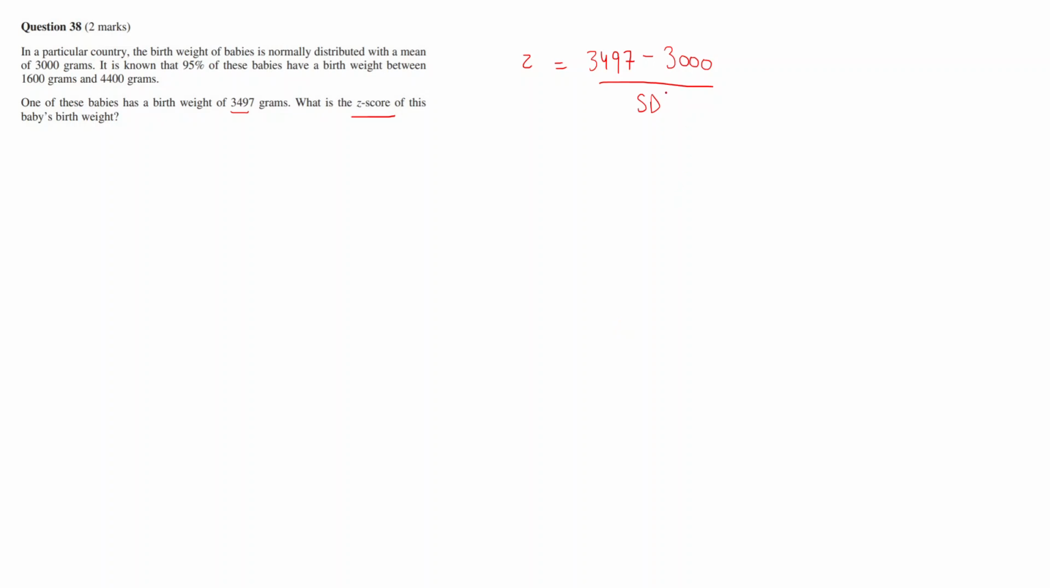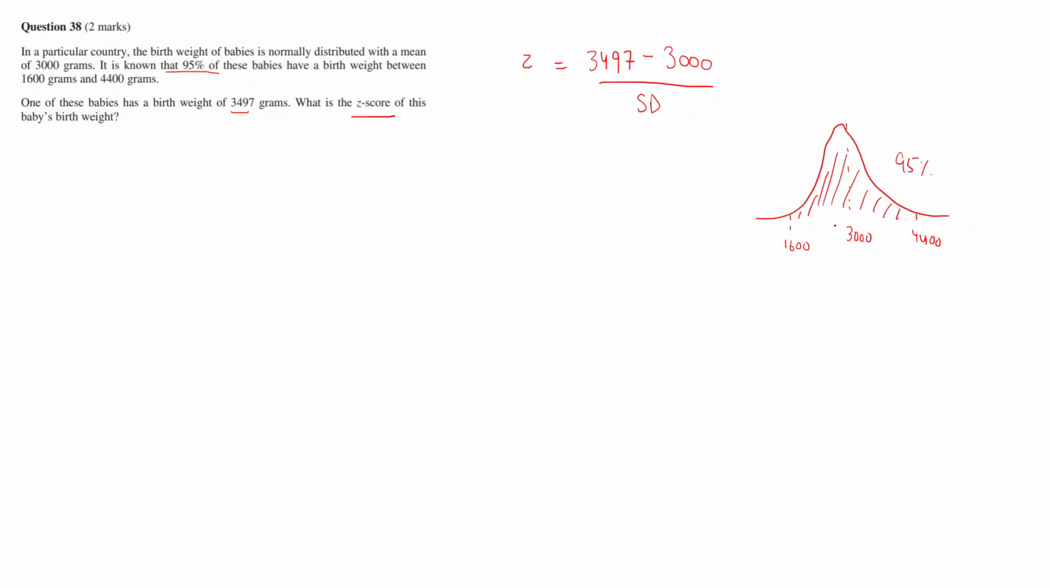Now, my problem is I don't know what the standard deviation is. This is why this information is given to you, and you need to make use of the empirical rules. What it's saying is that if this is a normal distribution, this is the mean, 3,000, right? What it's saying is that 95% of the values are between 1,600 and 4,400. So between these lie 95% of the values.